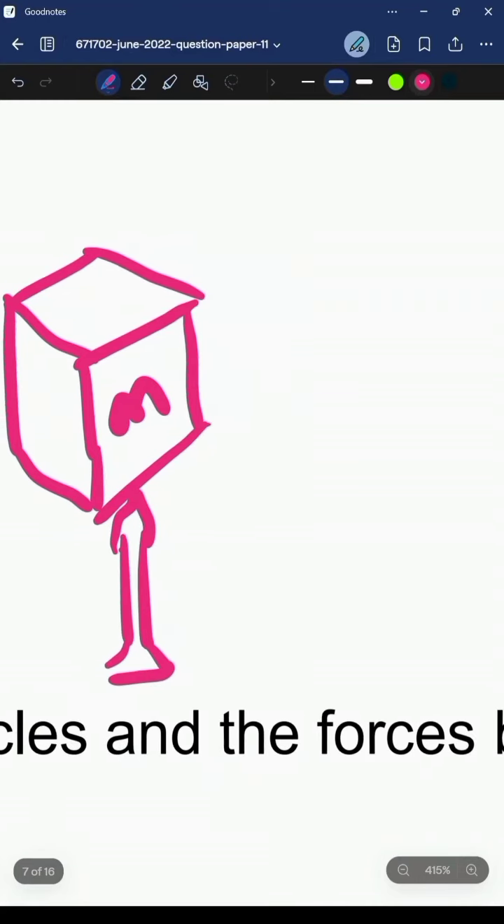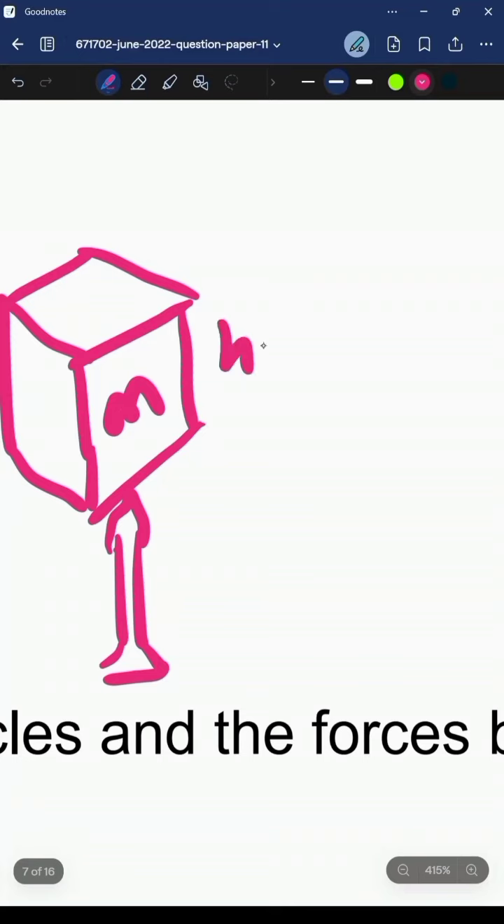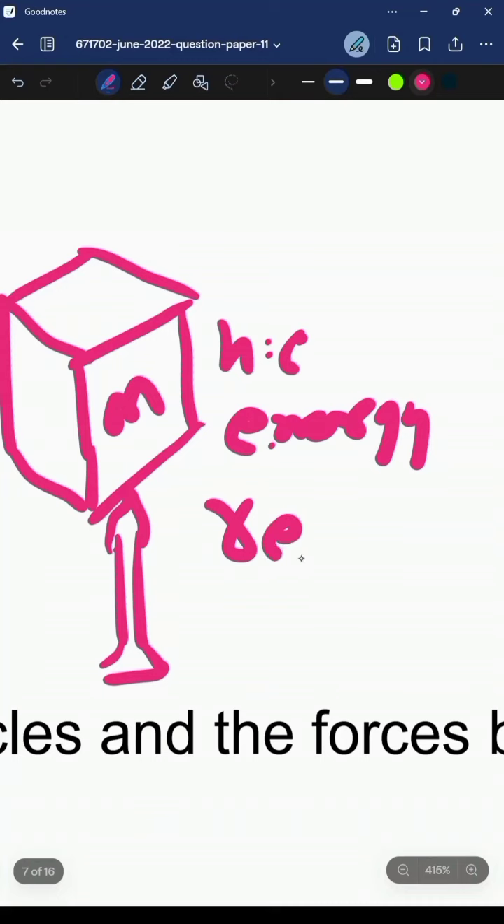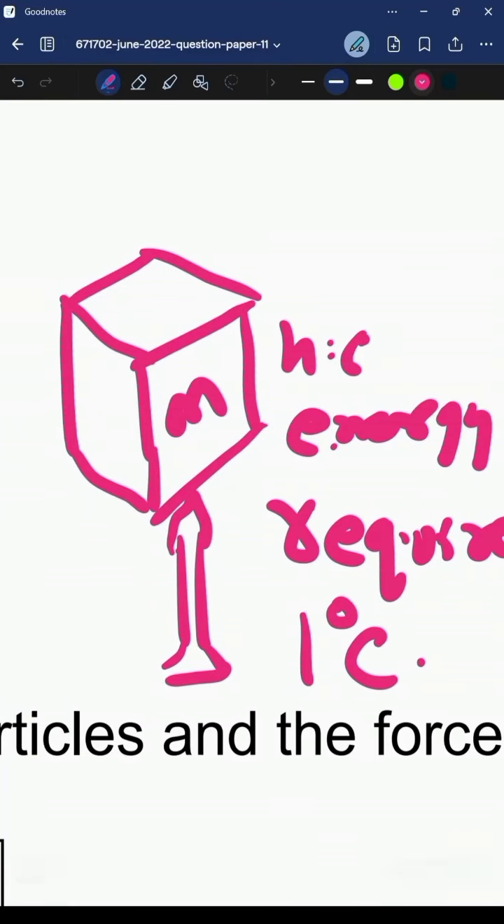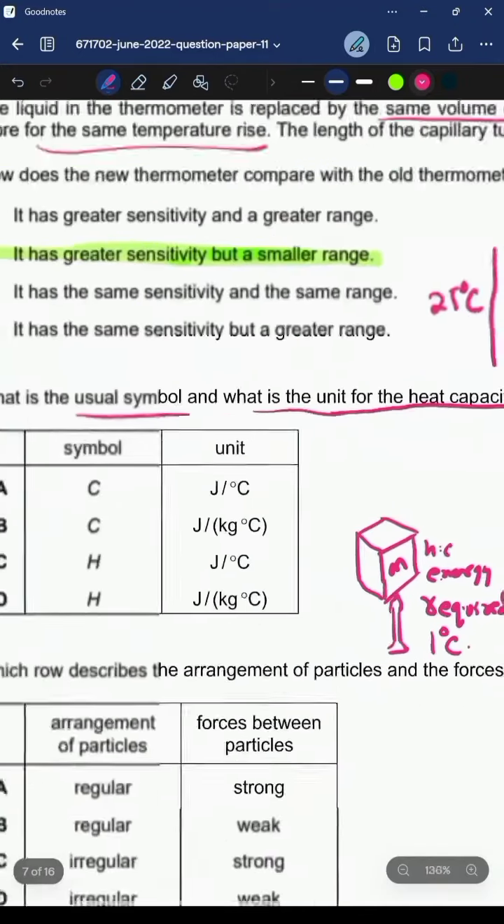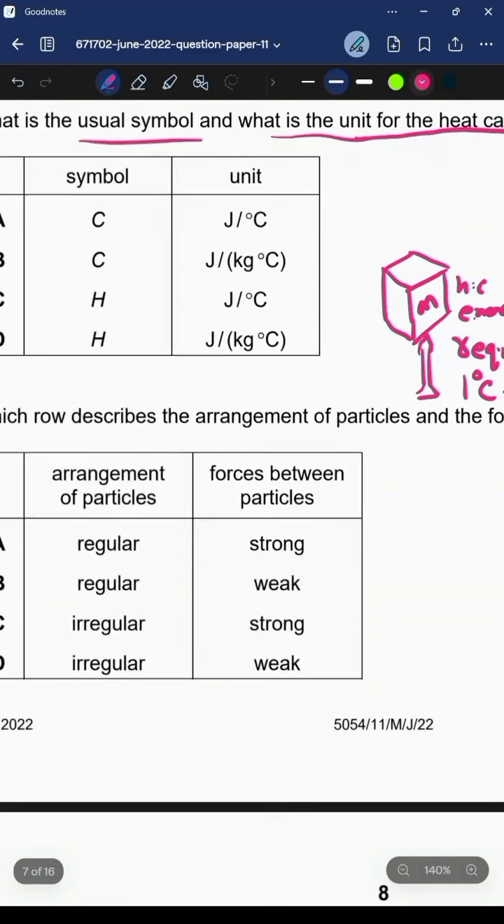And how do you define heat capacity? As the amount of energy required by this block of mass m to raise its temperature by 1 degree Celsius. Only by 1 degree Celsius. How much heat energy, how much thermal energy you need to put into this block of mass m, such that you're going to get the rise of temperature by 1 degree Celsius. So the most appropriate unit we can go with will be joules per degree Celsius. Okay, that's for the heat capacity.